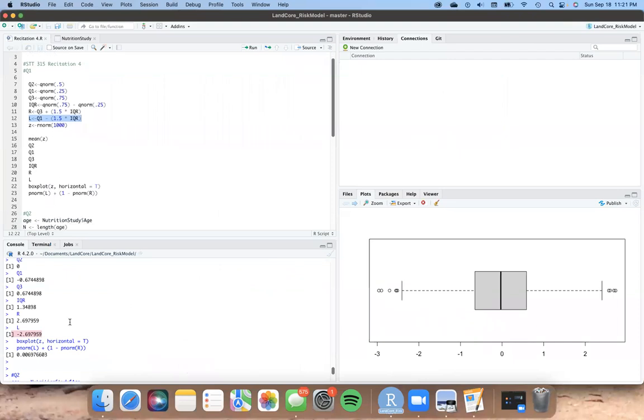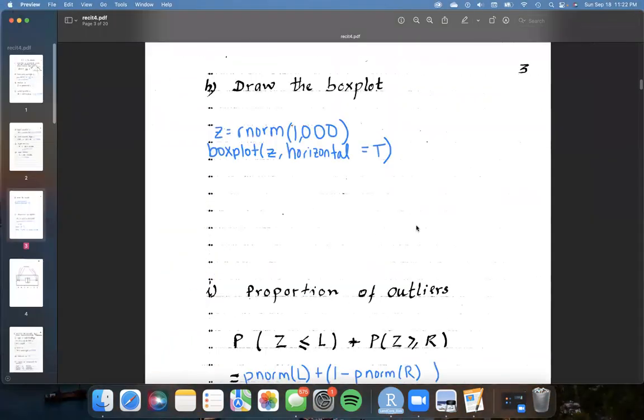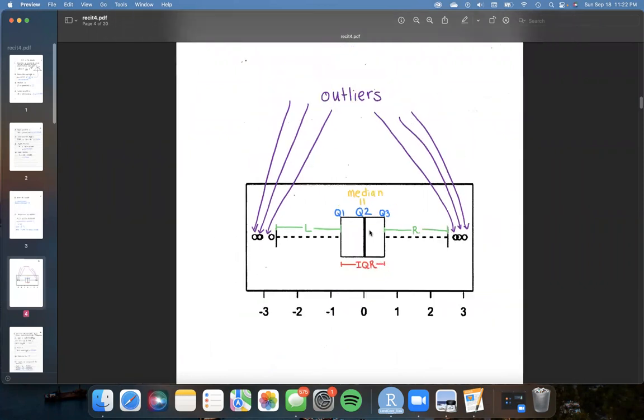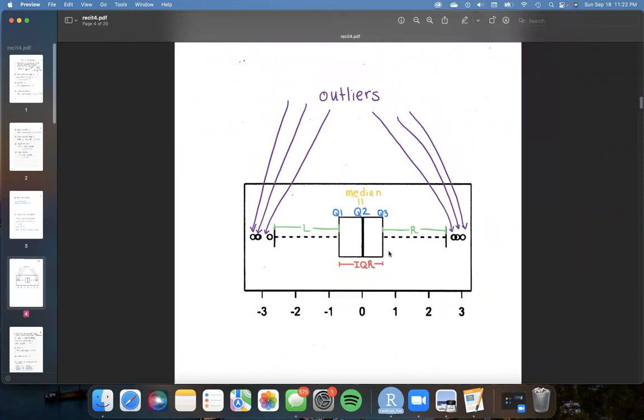So when you plot that, that's right here. You'll get this plot over here in RStudio. I'm going to transition here real fast because I labeled the different parts of a box plot. So RStudio will give you something that looks like this.